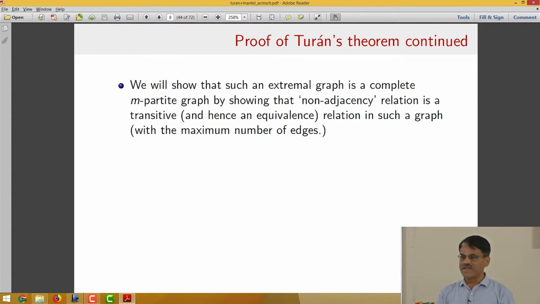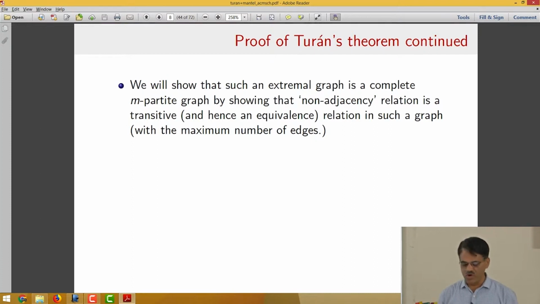Okay, that is the rest of the proof. So we'll show that the non-adjacency relation is actually a transitive relation and hence an equivalence relation. So you can break your entire vertex set into equivalence classes, and each equivalence class is an independent set, and there is an edge between everything else, because if you have a non-adjacency between two parts, you can pull them out, right. Equivalence classes means that all of these guys behave the same way. So they are independent and they are complete edges across.